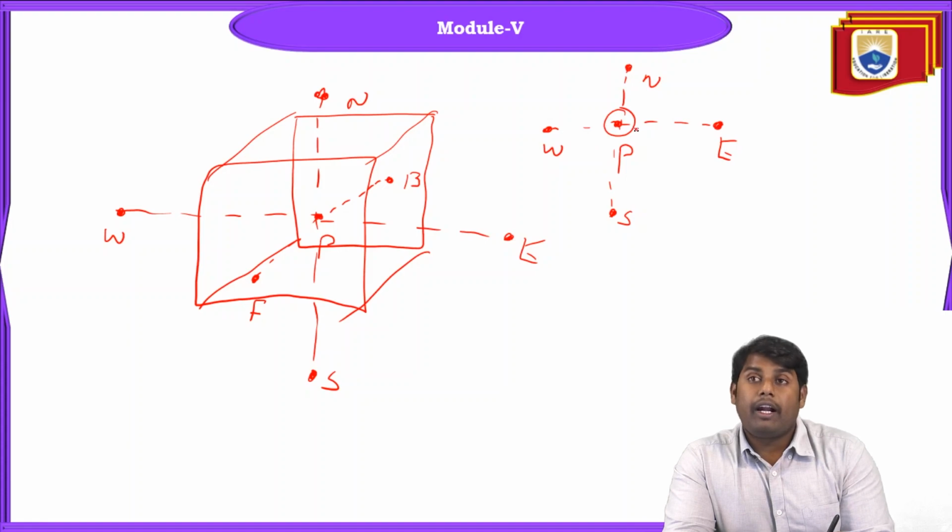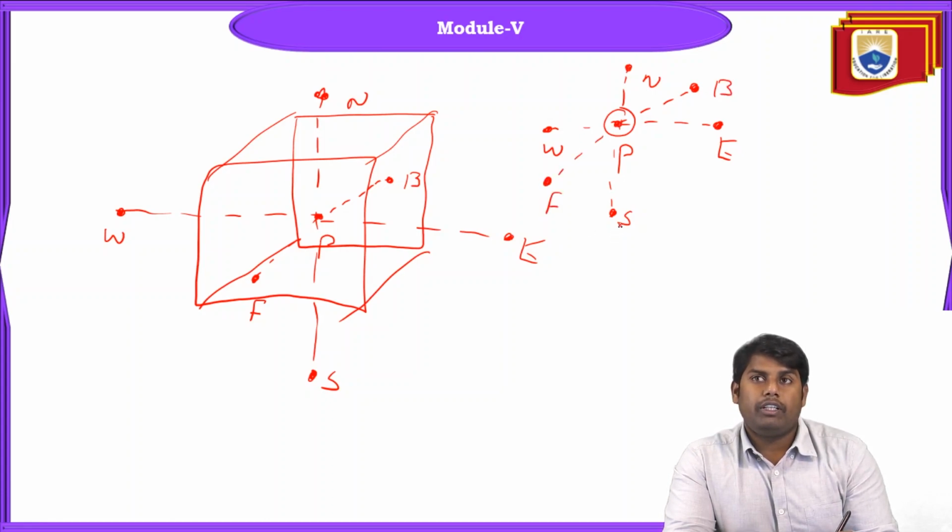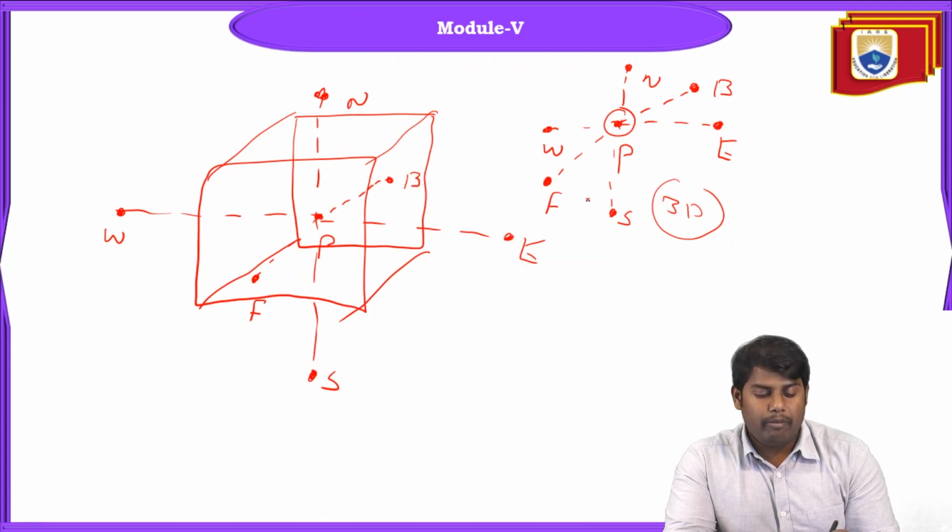This is for 2D. And additionally, what are we having? Here we have back, here we have front. So west node, east node, north, south, and additionally we have back and front. These things are basically available for 3D. For 1D, what we have is only west and east. For 2D, we have west, east, north, south. For 3D, additionally we have back and front. So this is the difference.